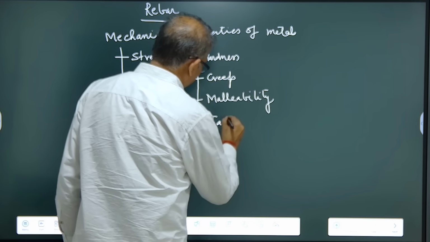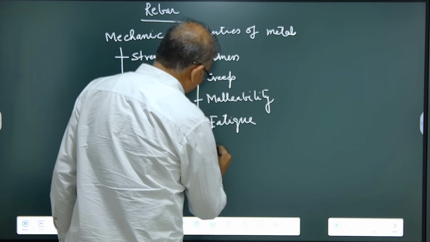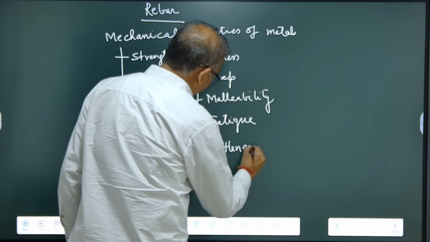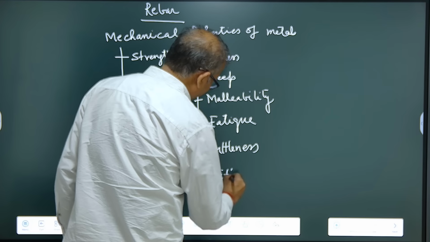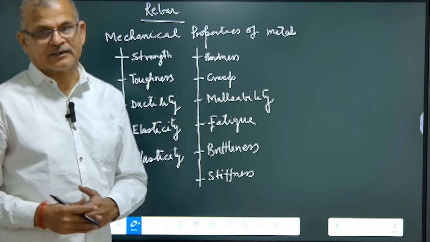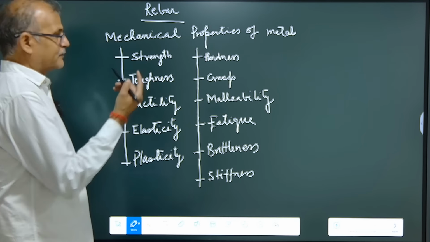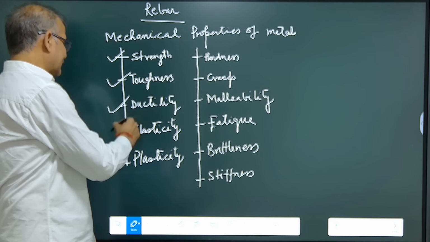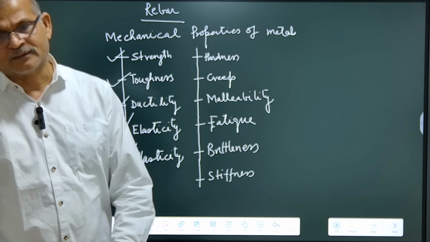Fatigue, then brittleness, then stiffness, etc. are properties of metal which we determine for different purposes. In the case of reinforced steel, we determine strength, toughness, ductility, elasticity, and plasticity, which are of importance to a civil engineer working in the field with reinforced steel.